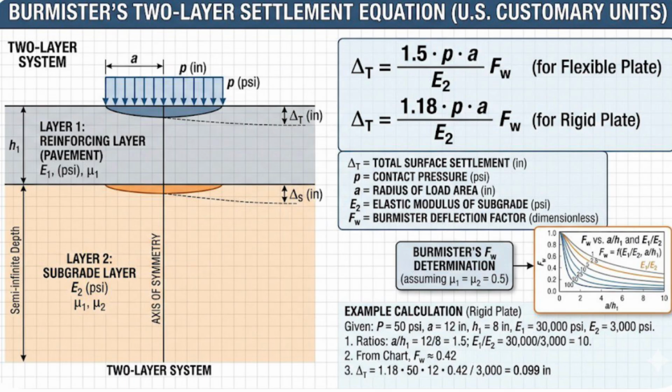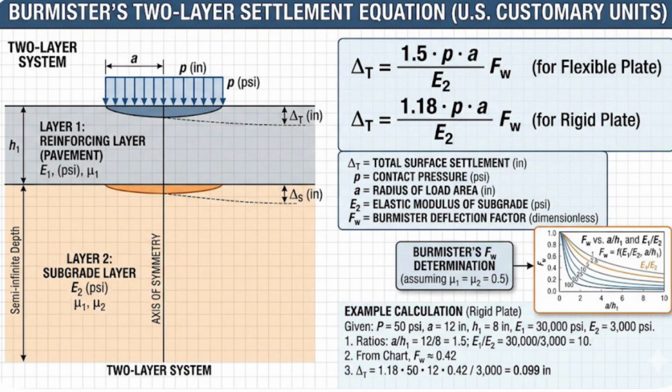In the U.S. customary system, the math focuses on variables like contact pressure in pounds per square inch and the radius of the load area in inches. The general form for total settlement, delta T, typically looks like this. Here, P is your pressure, A is the radius, and E2 is the modulus of the lower subgrade layer.